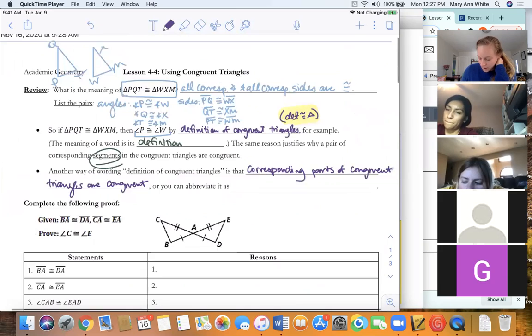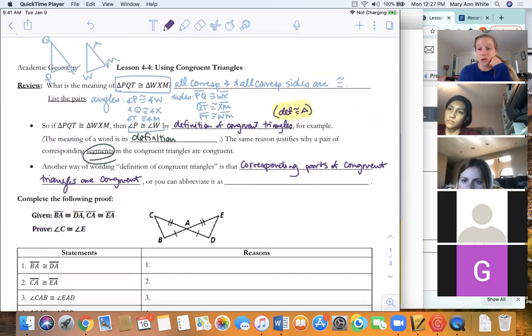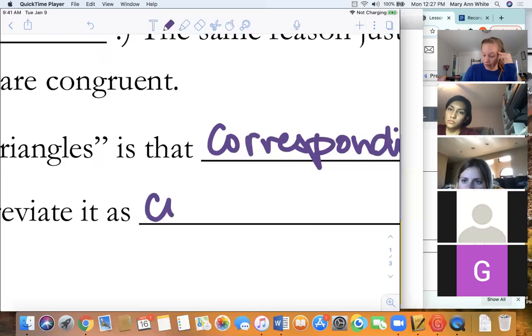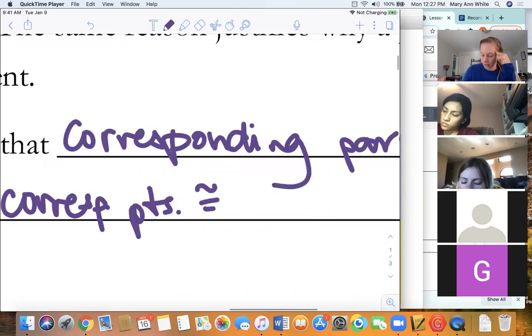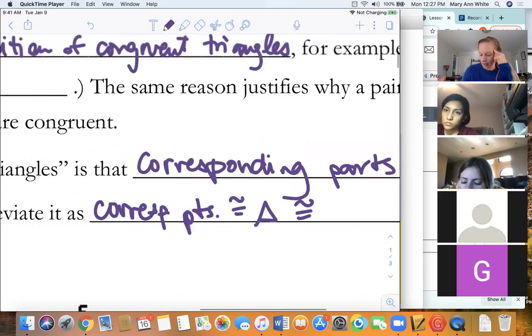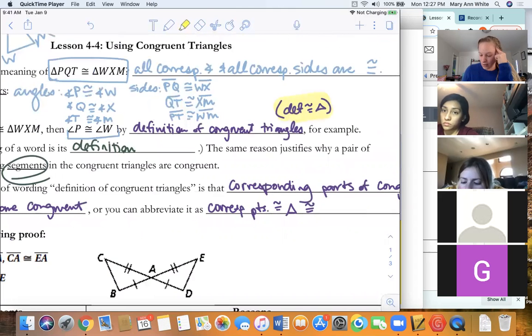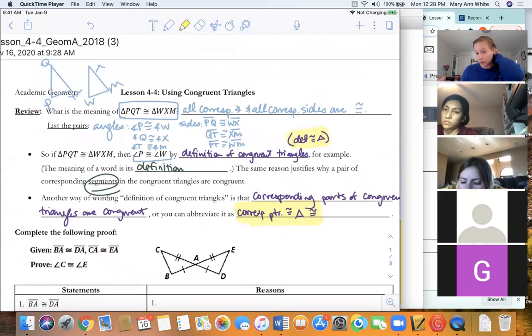Some of you might think, oh no, Ms. White, that just took you way too long to write. I'm for sure not going to do that. You can abbreviate it. Some teachers let you abbreviate it with the first letters of the names, but I don't like that because I can't remember what it means. I want us to remember what this means. So if we're going to abbreviate it, we can use corresponding parts, congruent, triangles, congruent. That's as short as it can get. I know that's not super short. If you want something shorter, then remember definition of congruent triangles. But those mean the same thing. You can use them interchangeably, whatever works for you.